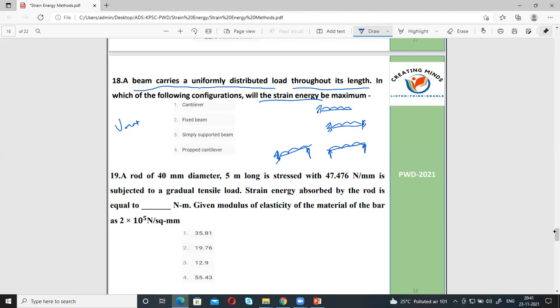If it is cantilever, why? If it is fixed beam, why? If it is simply supported beam, why? If it is propped cantilever, why? Any idea? See, for this you can easily find out. In which type of beam is the moment maximum? And the moment is minimum.